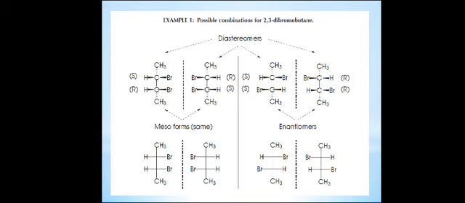When we compare the second and third structures, they are diastereomers. When we compare the first structure and the fourth structure, this is also a pair of diastereomers. When we compare structures number 1 and 2, this is the meso form, that means the same. When we compare structures number three and four, this is the pair of enantiomers. Thank you.